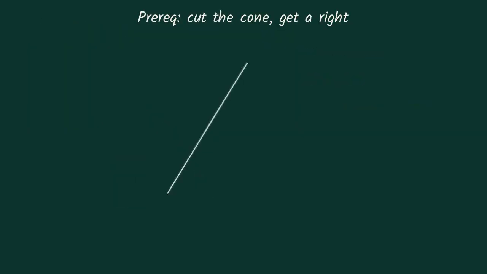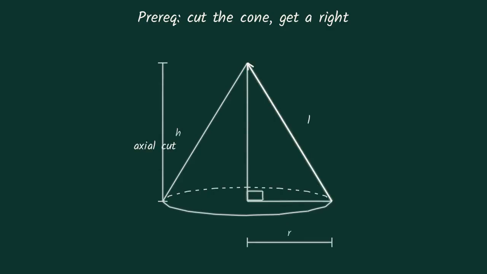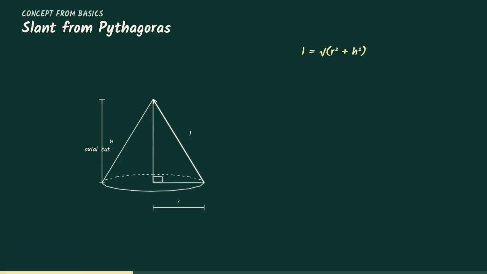Now cut that cone straight down through its tip, through the middle, and the slice you get is this right triangle. The base leg is the radius, the upright leg is the vertical height, and the long slanted side is the slant height. The slant is never an independent third length. Pythagoras on that axial triangle gives L as the square root of R squared plus H squared.